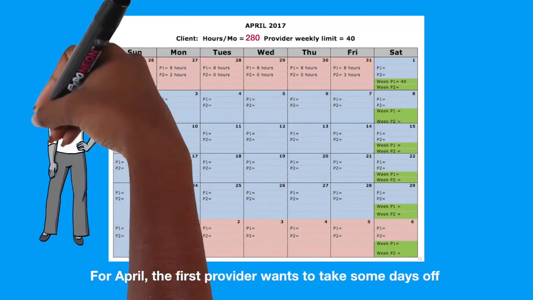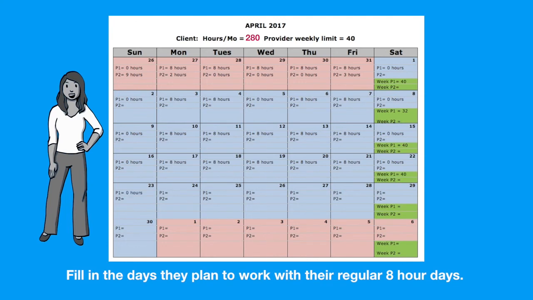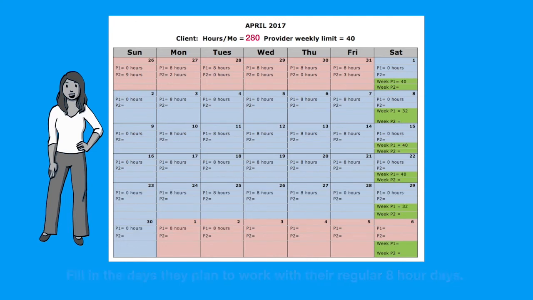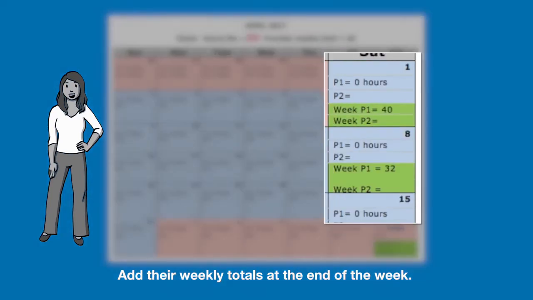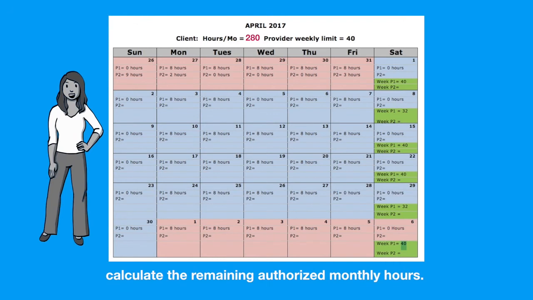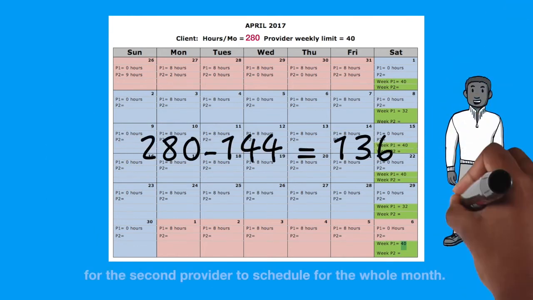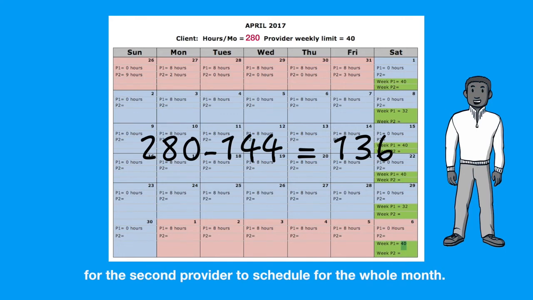For April, the first provider wants to take some days off in addition to their regular weekends. Fill in the days they plan to work with their regular 8-hour days. Add their weekly totals at the end of the week. Before scheduling the second provider, calculate the remaining authorized monthly hours. Since the first provider is taking some days off, they will work 144 hours, leaving 136 hours for the second provider to schedule for the whole month.